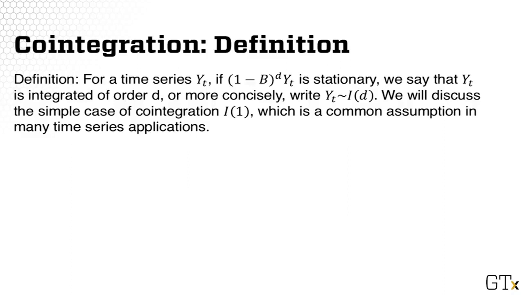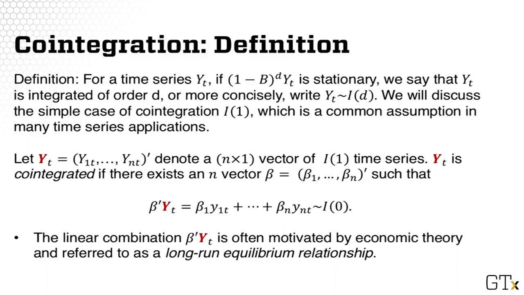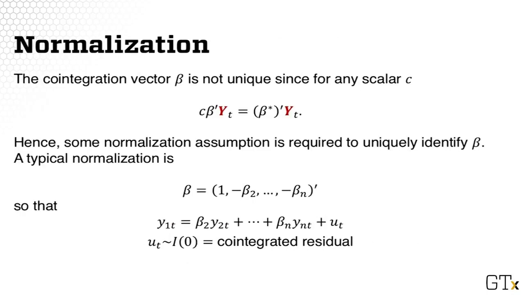While integration means taking a d-order difference of the time series, cointegration means taking a linear transformation beta of the vector time series yt, where yt is a multivariate time series, such that the resulting linear combination is a stationary time series. The linear combination beta transpose yt is often motivated by economic theory and referred to as a long-run equilibrium relationship. It's important to know that the vector beta is not unique in making the linear combination of the multivariate time series stationary.